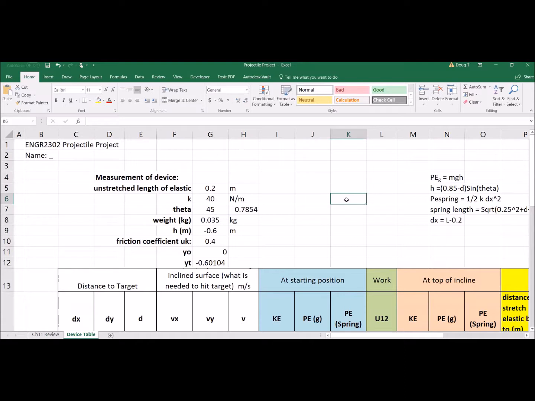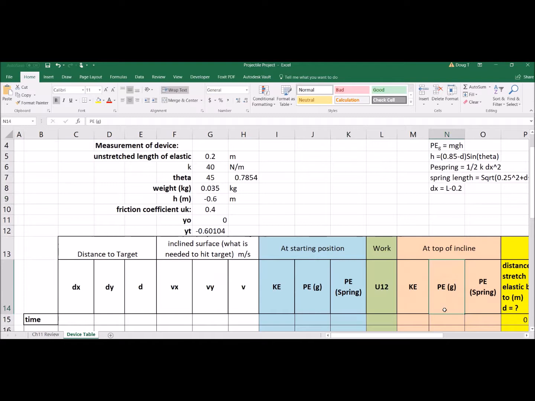So F equals kx. Just fill a water bottle up and see how much that stretches out your bungee cord or whatever it is. Figure out a way to measure what kind of potential energies you're creating, whether it's gravity or springs or whatever that potential energy is.